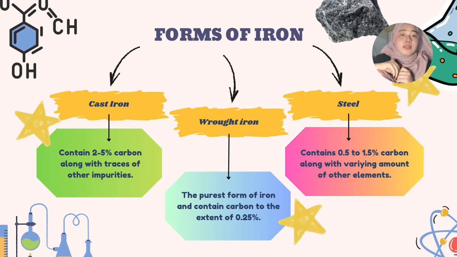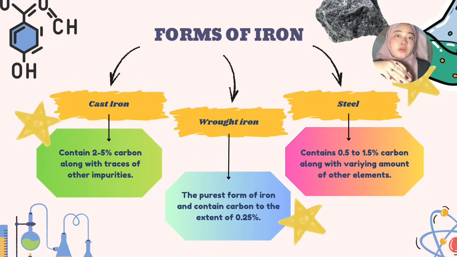Next is wrought iron, which is considered the purest form of iron. It contains a very small amount of carbon, only about 0.25%. Being nearly pure makes it much tougher and more malleable than cast iron, which is why it was historically used for decorative gates and structural rivets.